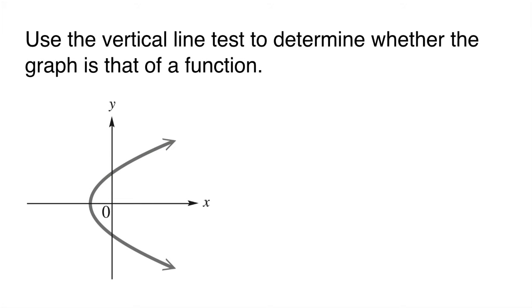Use the vertical line test to determine whether the graph is that of a function. We have a graph that looks like the shape of a parabola opening to the right. It's symmetric about the x-axis. It has a negative x-intercept and both a positive and negative y-intercept.